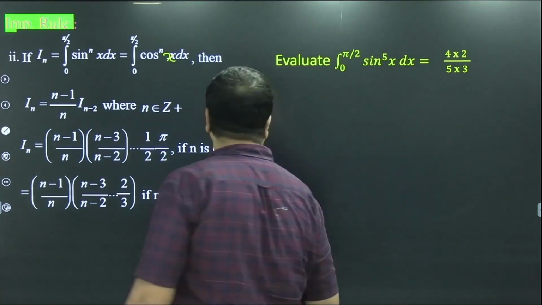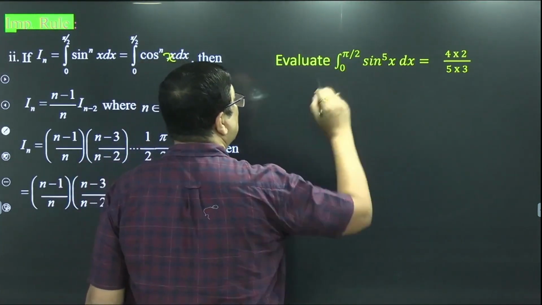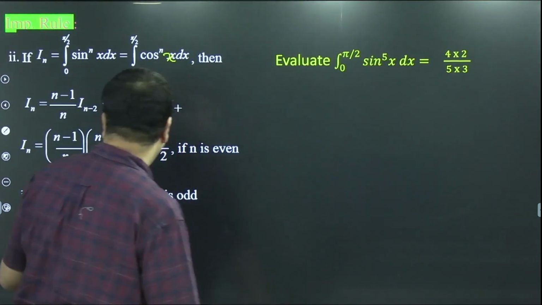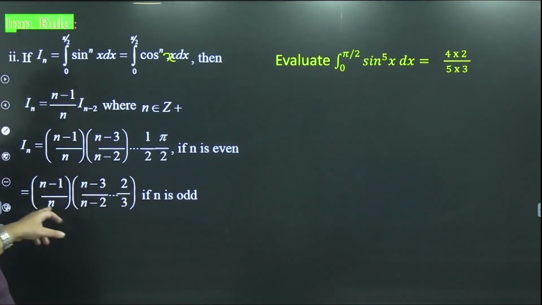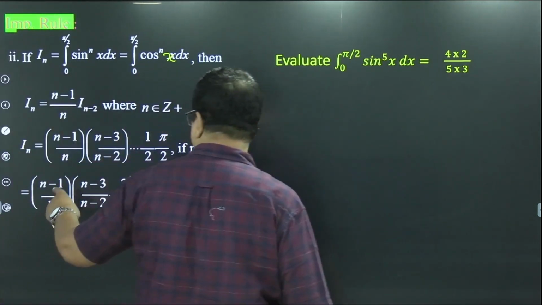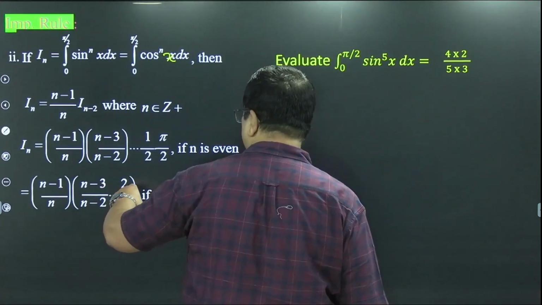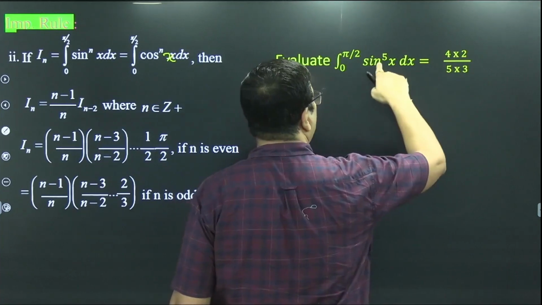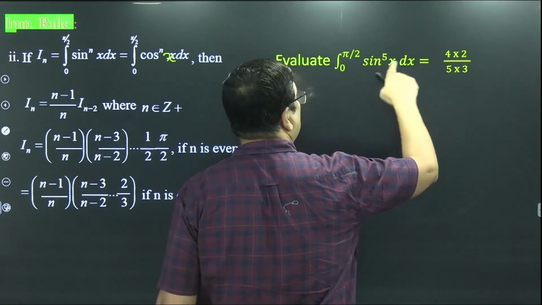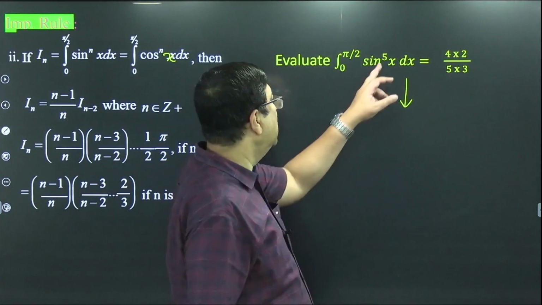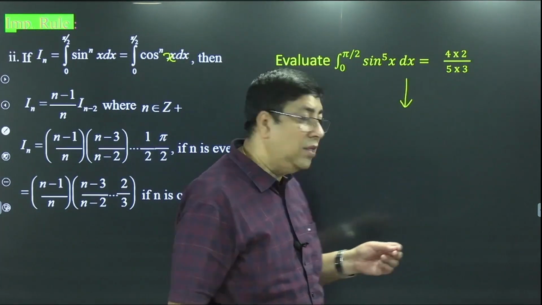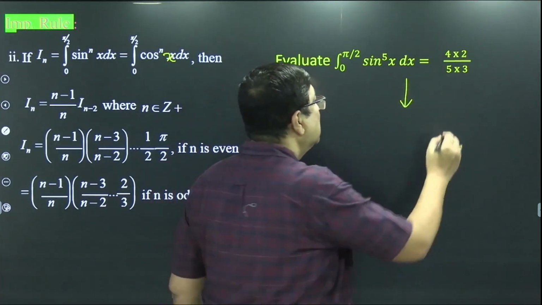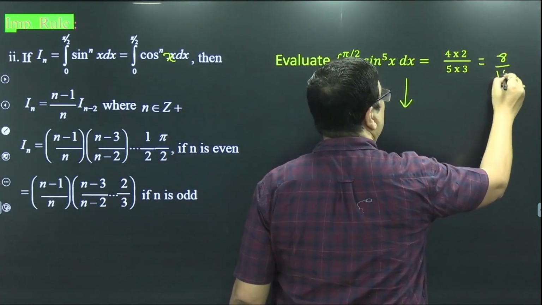One example: 0 to pi by 2 of sin to the power 5x. It is sin to the power 5x, so n is an odd number. So we will apply this formula, (n minus 1)(n minus 3), continuing up to 2. Here n minus 1 is 5 minus 1, which is 4, and n minus 3 is 5 minus 3, which is 2. Similarly, in the denominator we have n(n minus 2) up to 3. So the final answer is 8 by 15.